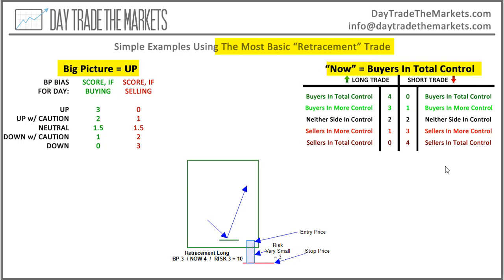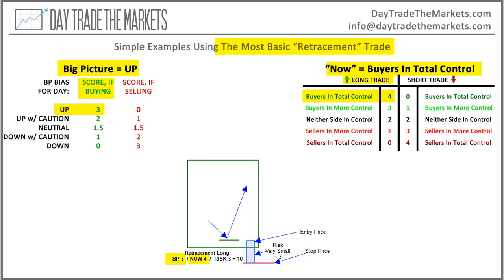Okay, so what are we going to do if we're thinking about a long retracement trade and the big picture bias is up? Well, if we're thinking about buying, big picture's up, that's 3 points. Therefore, big picture's worth 3 points toward this trade. Now, again, we're thinking about a long trade. Buyers are in total control. That's 4 points toward a long trade. So our now score is 4. We're up there to 7.